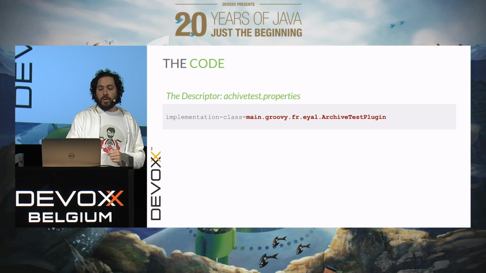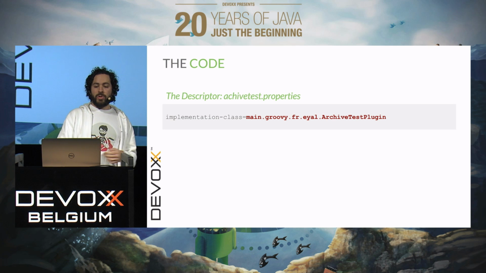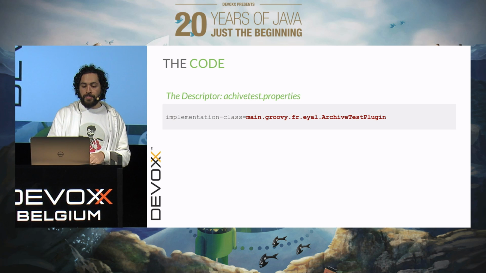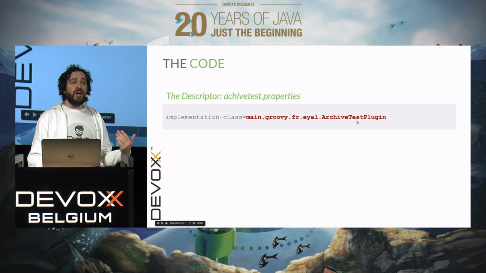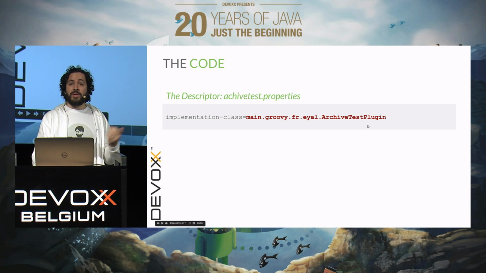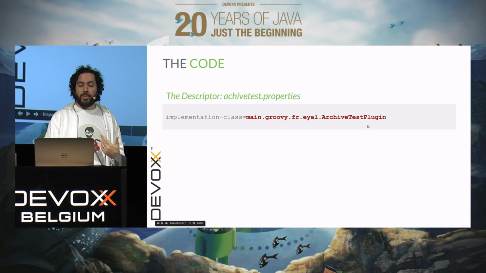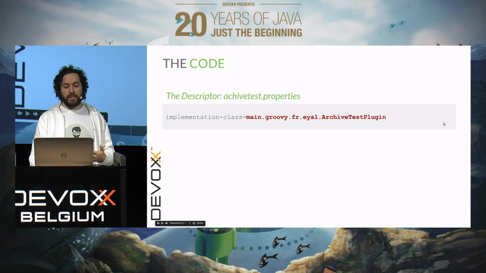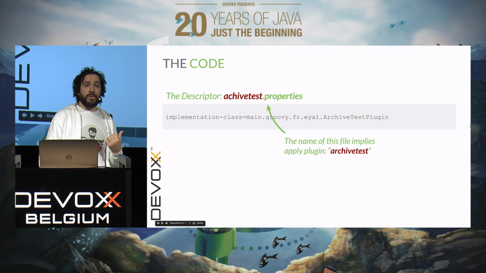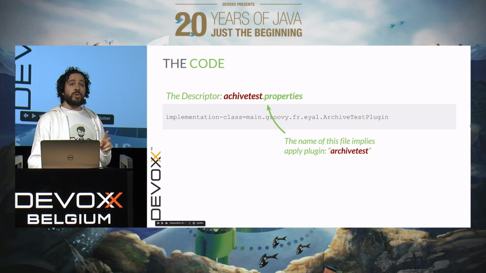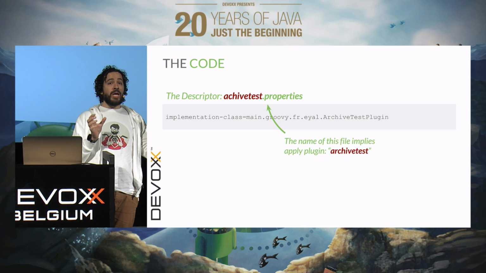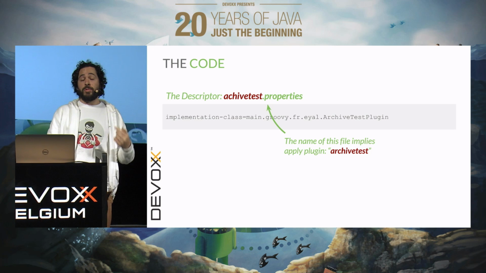This is also one of the last elements that I've shown you already. The descriptor is a very simple file, and it contains the class that has to be pointed to by our plugin. So basically, the entry point for the user and for Gradle for our plugin is the archive test plugin class. And what you note here is that we call this file archive test.property. This means that when the user applies our plugin, it will be named archive test. So the name of this file will give you the name of the plugin inside the build.gradle of your user.